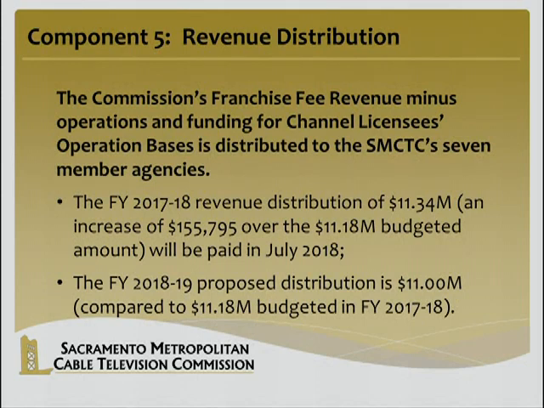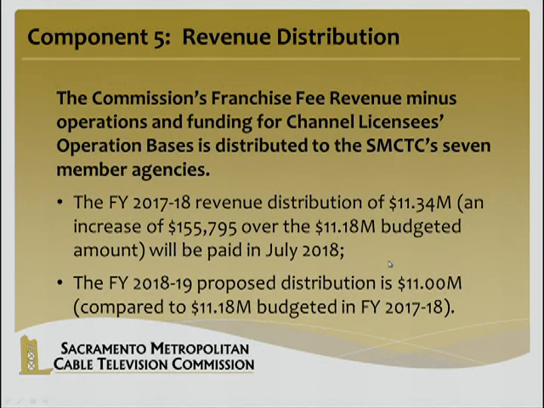With fiscal year 17-18, we had budgeted $11.818 million, and we actually got $11.34 million in revenue, pretty close. So as per past practice, the difference gets added to the budgeted amount, and then that amount is disseminated to the member agencies as their revenue distribution. And like I said, this year in July rather than in June.